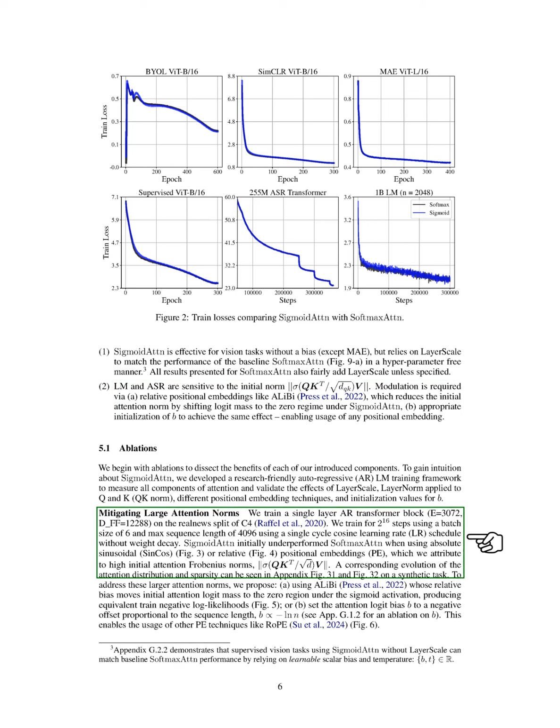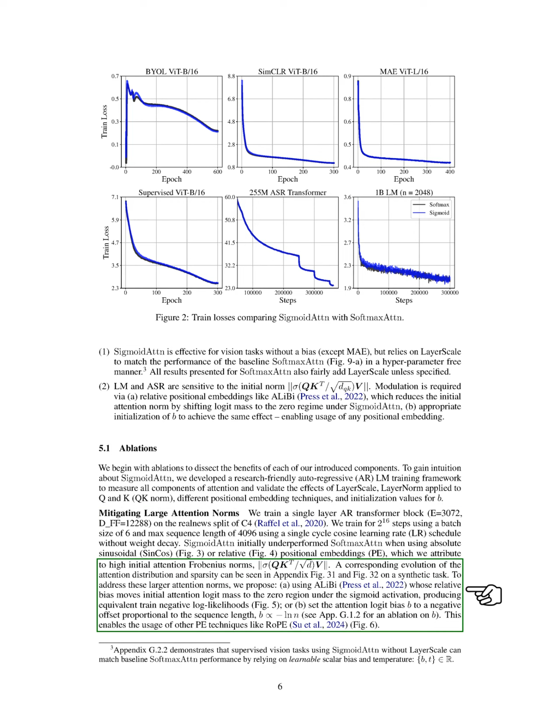To address large attention norms, we trained a single-layer auto-regressive transformer block on a specific dataset. We trained for a set number of steps with a batch size of 6 and a maximum sequence length of 4096, using a cosine learning rate schedule without weight decay. Initially, our model performed poorly with certain positional embeddings, which we believe was due to high initial attention norms. We observed changes in attention distribution and sparsity, which we documented in the appendix.